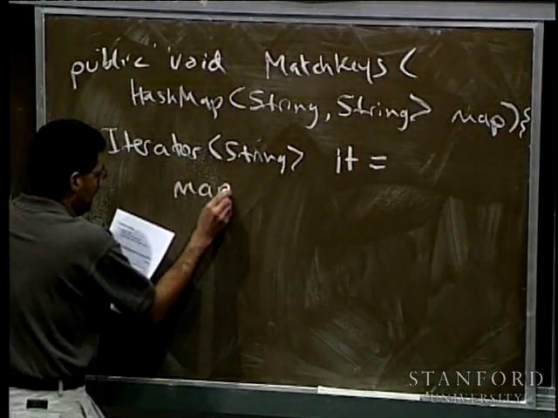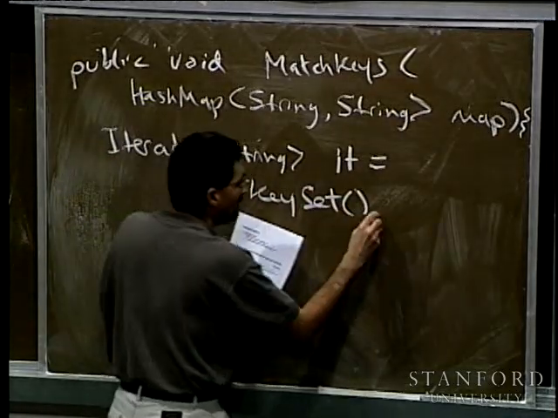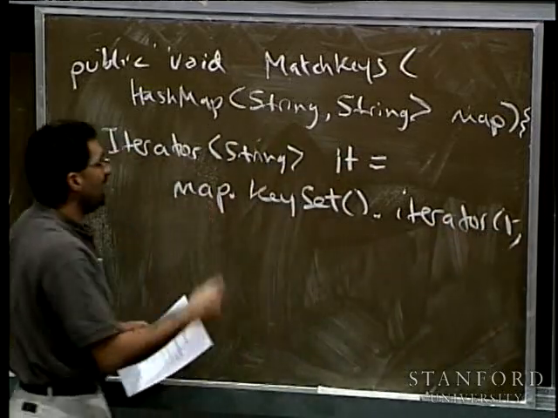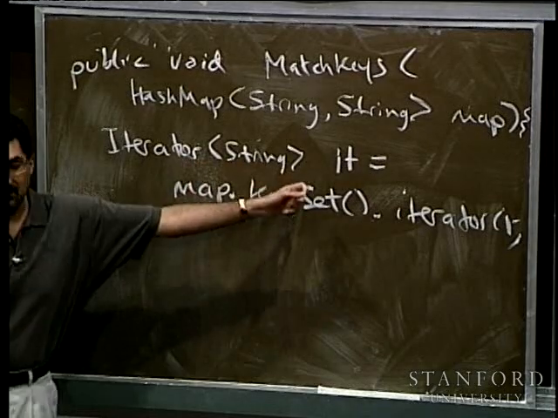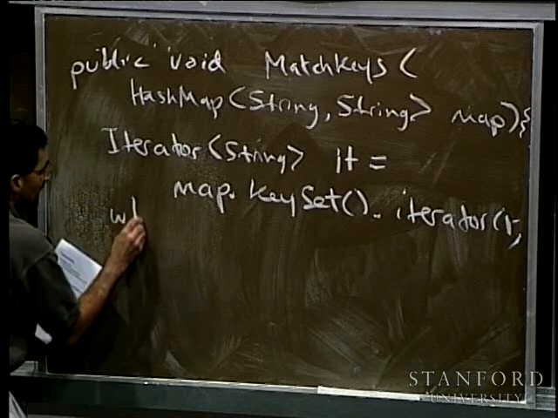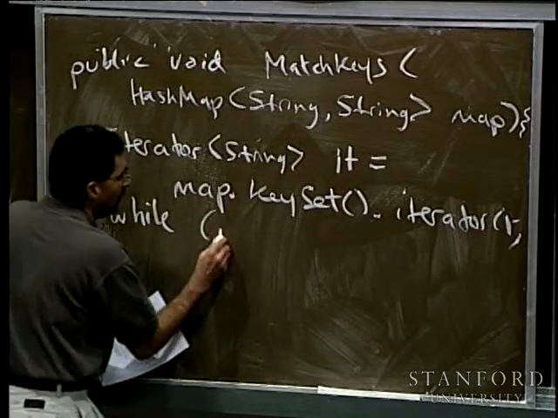So I need to say map dot key set. These are kind of good things to know in the back of your head. Iterator, we sort of string these all together. And so what I now get is an iterator of strings, which are all my keys in the hash map.